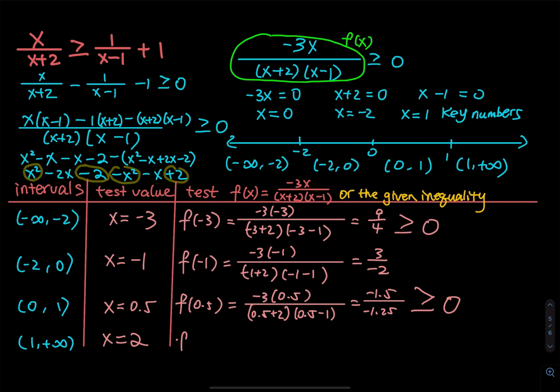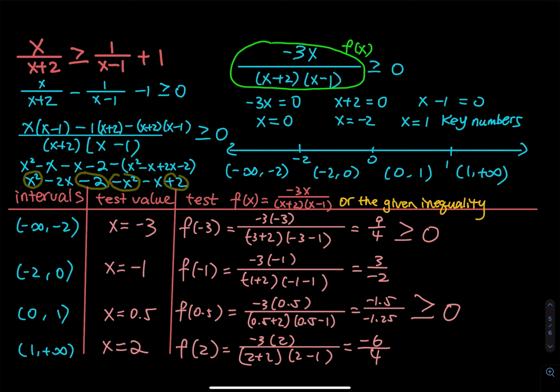And then the last one, f of 2, you have negative 3 times 2 divided by 2 plus 2, also 2 minus 1. This is a negative 6. The bottom is a positive 4. This is less than 0. We don't need that because, as always, look at this. We are looking for greater than or equal to 0. The greater than or equal to sign is from right over here. Greater than or equal to 0.